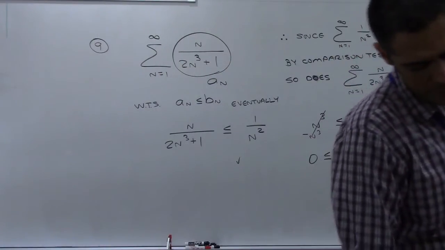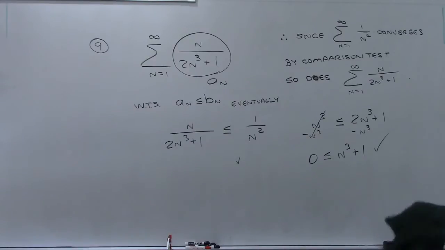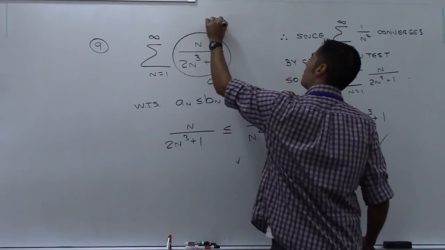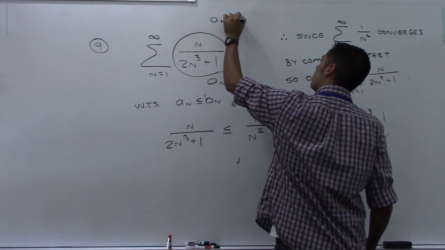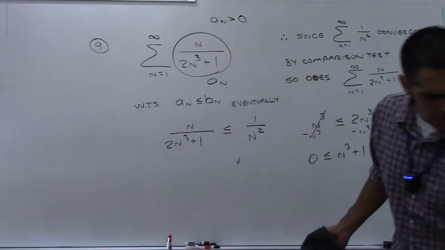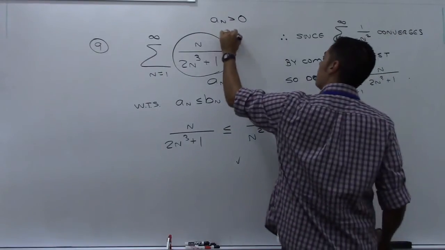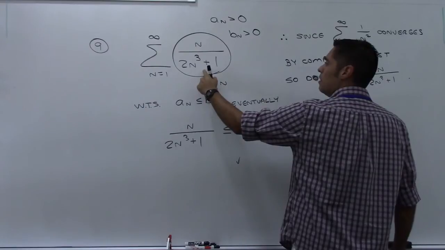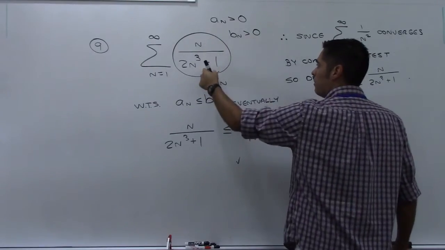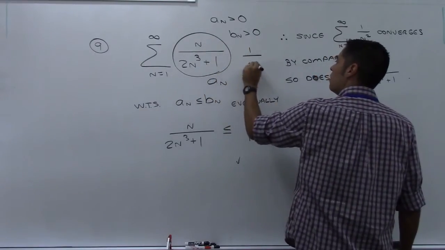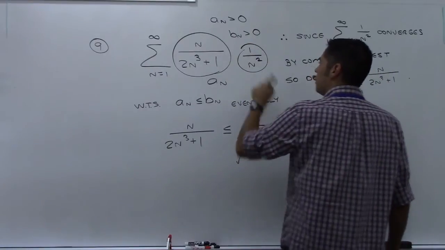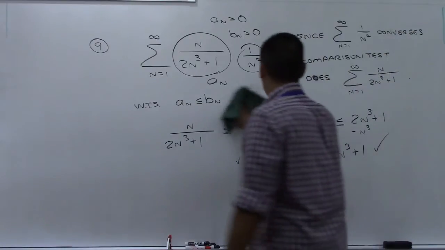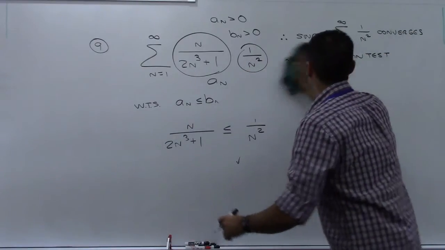true. Also, another thing I should point out is that in the comparison test, we have to have that a sub n is greater than 0, and we also have to have that b sub n was greater than 0. But that's true because this is always a positive number, because it's a positive number over a positive number. And then the other one I compared it to, this one, b sub n, that's always a positive number also. So that was true in my assumption. Probably should have stated that, but I'm stating it now.